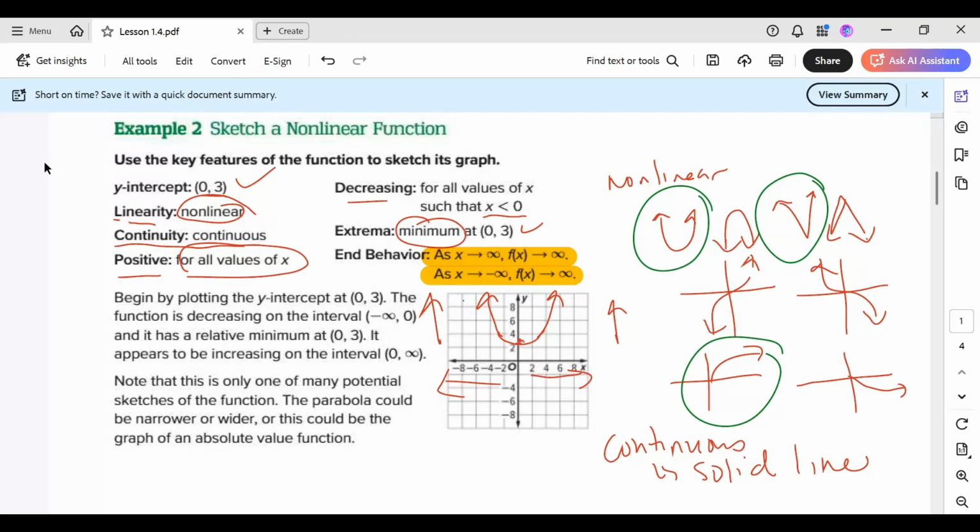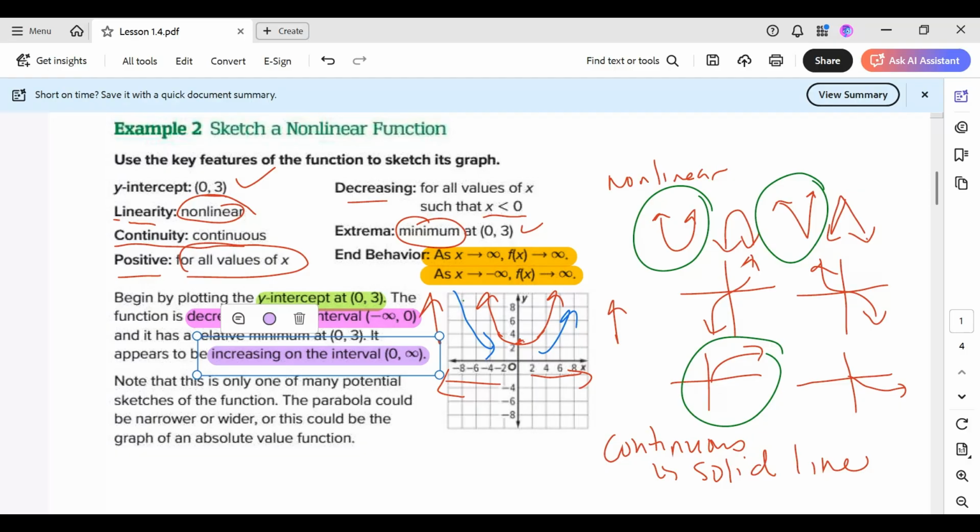Okay, so again, we plotted the y-intercept at (0, 3). Then it's telling us that the function is decreasing on the interval from negative infinity to 0. What that means is we're seeing downhill as x goes from negative infinity to 0. Then it shows us that we are increasing from 0 to infinity. So we have an increase in our value going there.